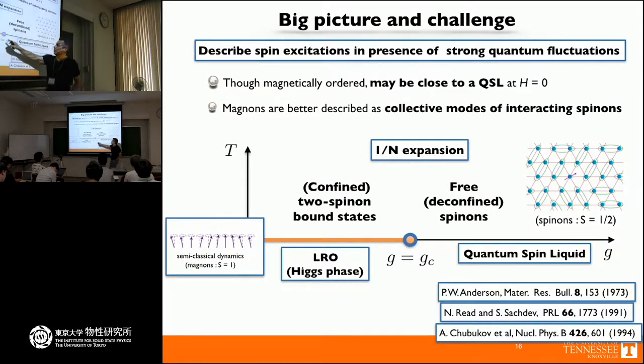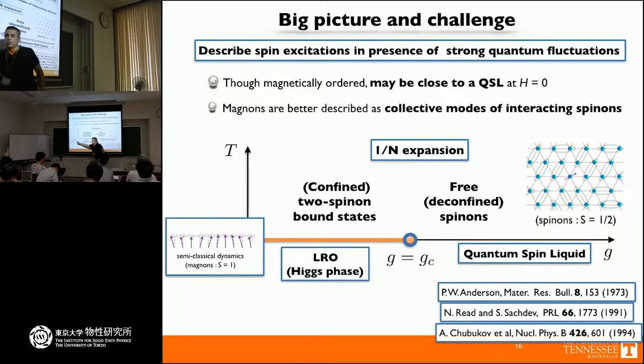excitations. But as we approach this point, the size of this single magnon state will become bigger and bigger, so this confinement length will be increasing. And if the confinement length is significantly larger than the lattice spacing, it may not be a good idea to start with a non-interacting gas of magnons and then treat the interactions perturbatively to describe the excitation spectrum of this material.